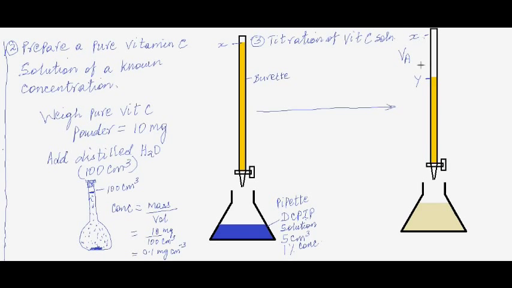So from this titration, VA is the volume of vitamin C solution used to decolorize the DCPIP. And make a note of this. This will be later needed for you to calculate the vitamin C concentration of the unknown solution. So that is step 3. It's now complete.